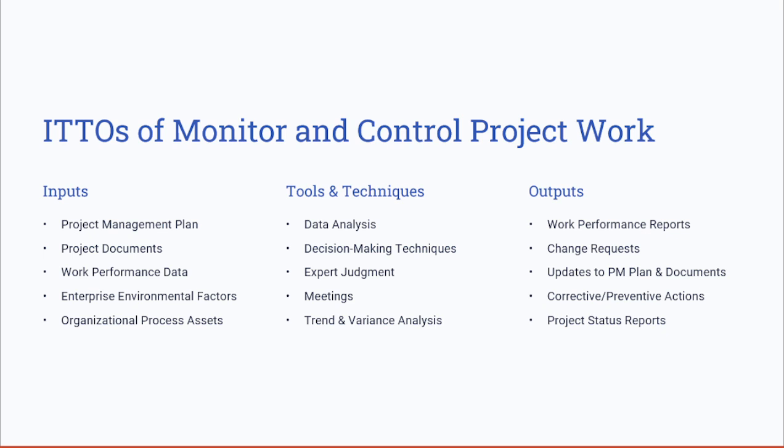The monitor and control project work process involves collecting and analyzing data to track the project performance. We use various tools like trend analysis and variance analysis. We have seen how to calculate the EVM for both cost and schedule, and expert judgment helps to determine whether the project is progressing as planned or not.